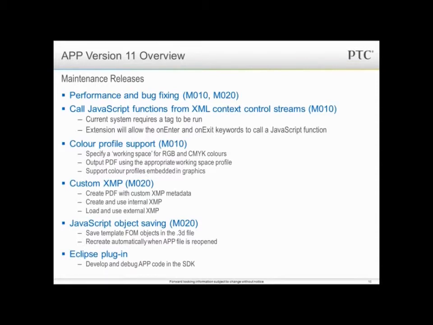M10 is going to provide the ability to use JavaScript functions directly from context control streams. So context control streams could only call an APP tag, but now the onEnter or onExit keywords can call a JavaScript function directly. That will be provided in M10.